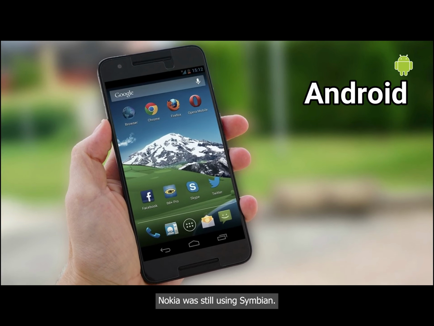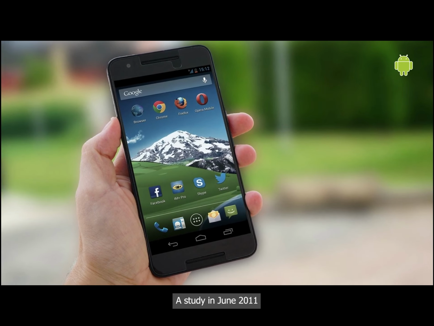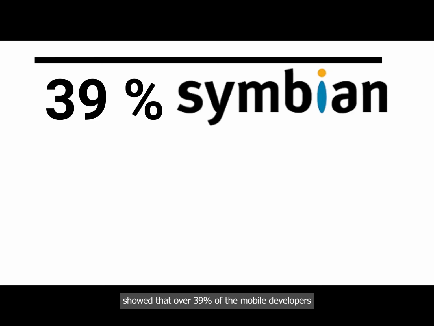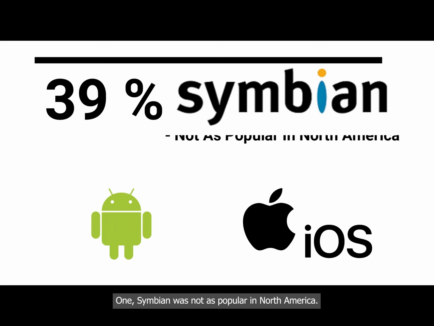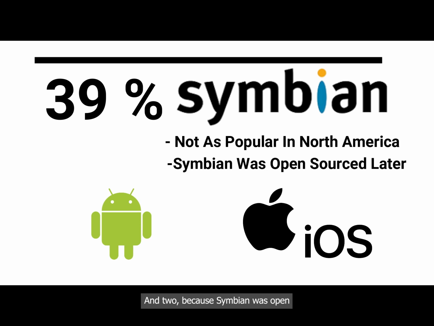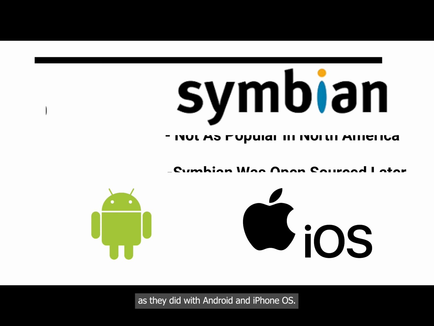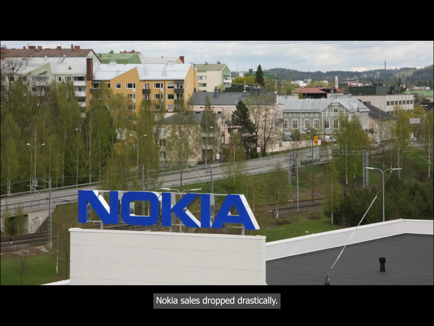Nokia was still using Symbian. A study in June 2011 showed that over 39% of the mobile developers using Symbian had planned to switch to Android or iPhones. People preferred Android and iPhone OS because of two reasons. One, Symbian was not as popular in North America. And two, because Symbian was open-sourced later, developers could not take full advantage of Symbian as they did with Android and iPhone OS. Nokia's sales dropped drastically.